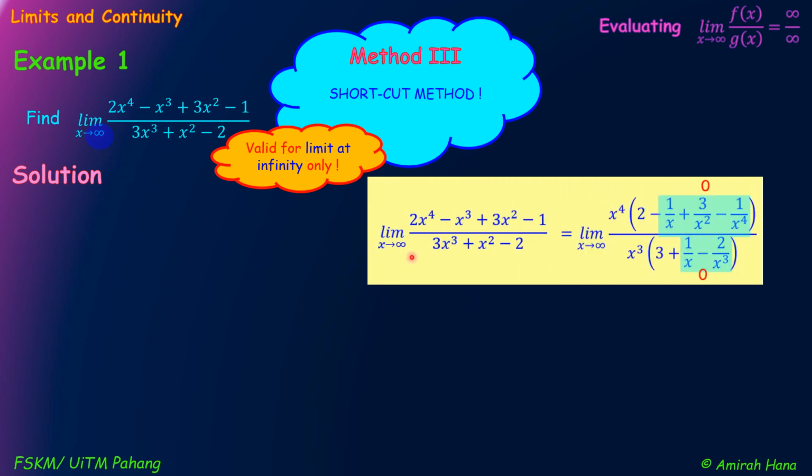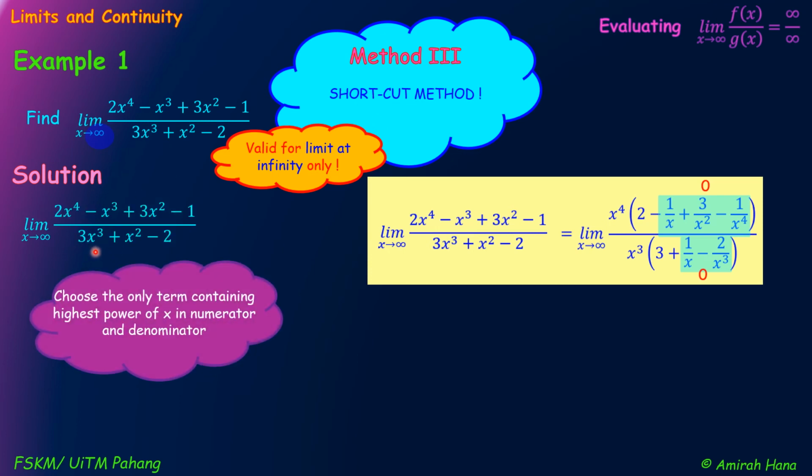From the previous slide, after we factorize the highest power of x from the numerator and denominator, we get this, and these terms will approach 0. So, using the shortcut method, we choose only the term containing the highest power of x in the numerator and denominator. Then we can write the limit as x approaches infinity of x to the power of 4 over 3x cubed.